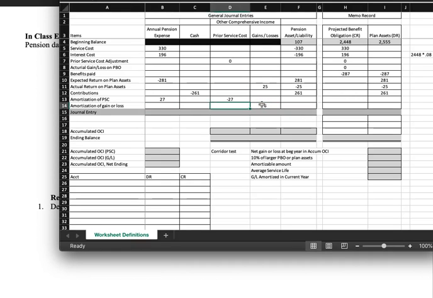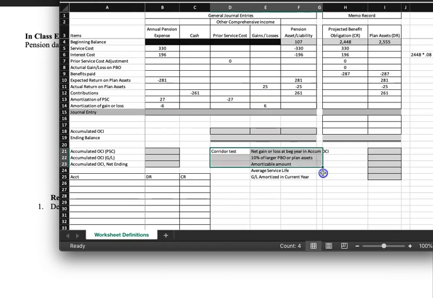If we debit the gain or loss, that means we need to credit the expense. So when you amortize a gain, it's going to reduce your pension expense for the year. If you were to amortize a loss, it would increase your pension expense. But really quickly, let me explain how they calculate that.